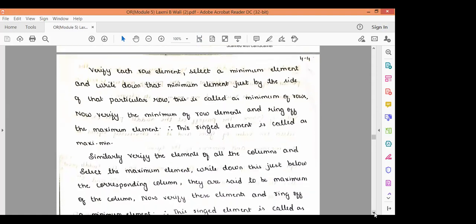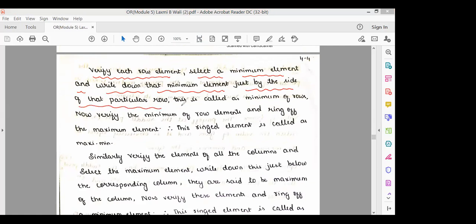So already I have explained this. Once again, I'm going through these sentences. Verify each row, select the minimum element and write down that minimum element just by the side of that particular row. This is called the minimum of the rows. So you have verified the elements in that particular row, and the minimum value in that row you have written by the side of the payoff matrix.